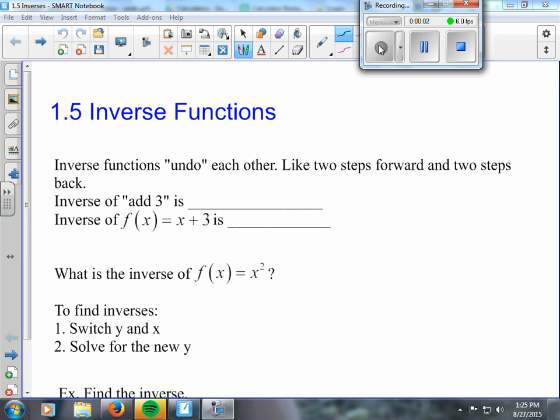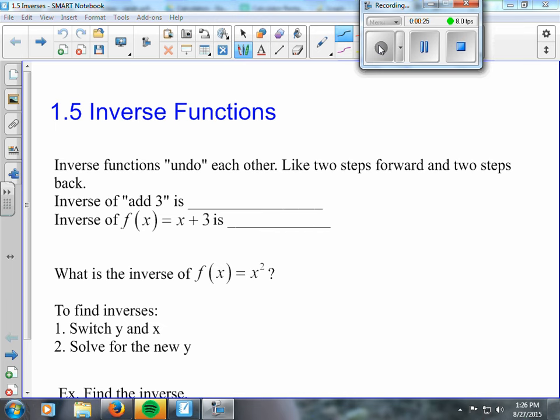We are in 1.5. We're going to talk about inverse functions today. So what are inverse functions? These are functions that, quote unquote, undo each other. So it's very much like the idea of 2 steps forward, 2 steps backward, you end up where you started. So let's talk about what that means mathematically.